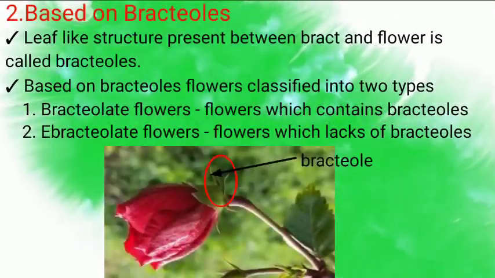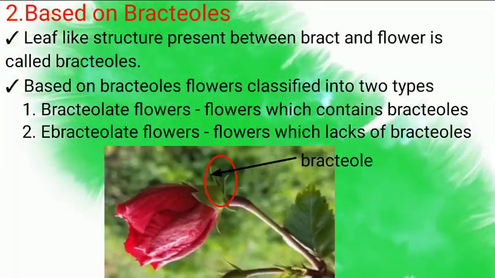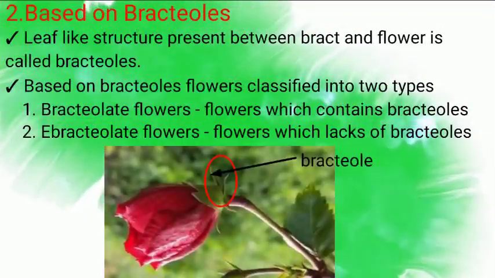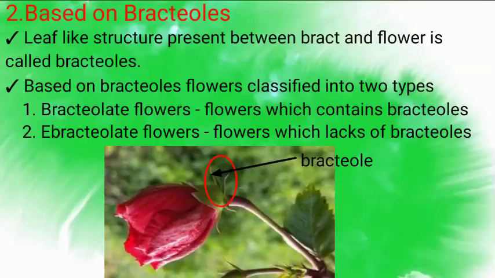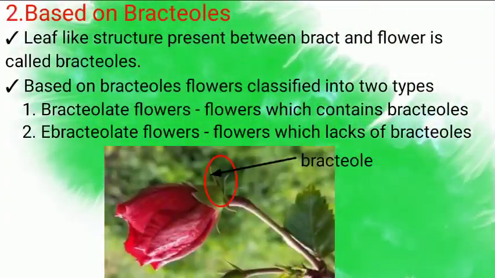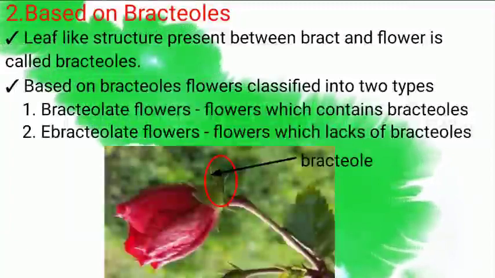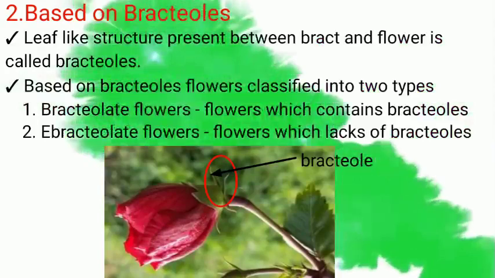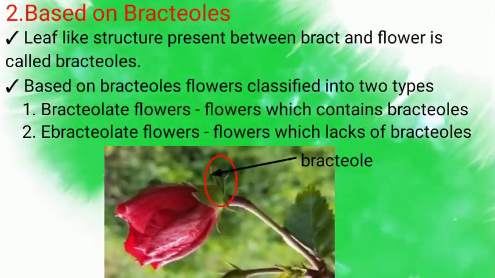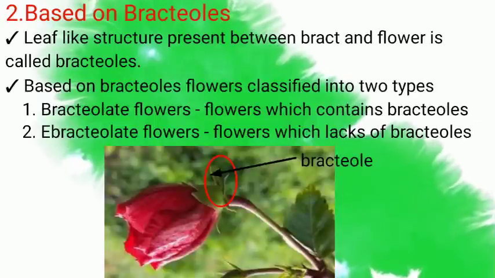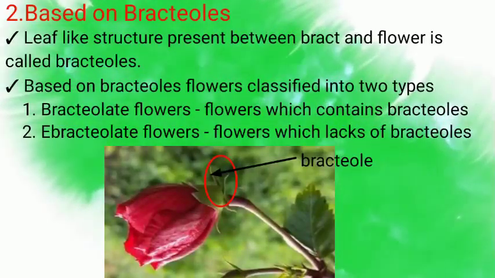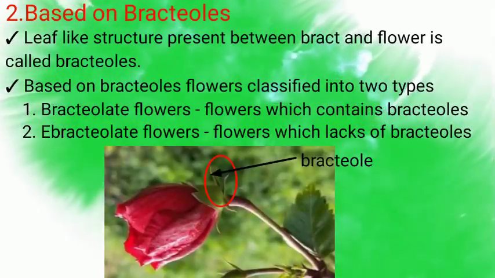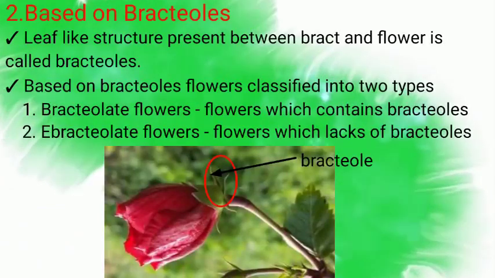The second aspect of classification is based on bracteoles. Leaf-like structures present between the bract and the flower are called bracteoles. Based on bracteoles also, flowers are classified into two types. Number 1, bracteolate flowers. These flowers contain bracteoles. Number 2, ebracteolate flowers. These flowers lack bracteoles. See in the picture, bracts are present at the base of the flower. Bracteoles are present between the bracts and the flower.